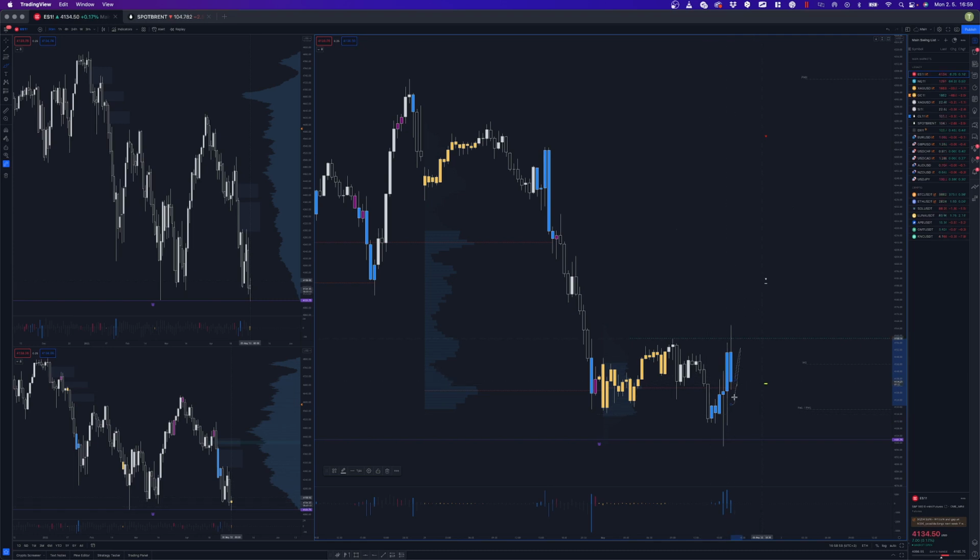If you start looking at these things, you'll find out that looking at levels which were never tested before is a much better thing to do. And if this will just rally from here, then I would look at another opportunity to get in, but that's what it is.